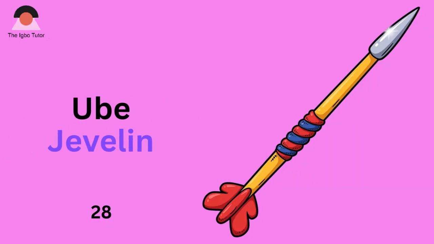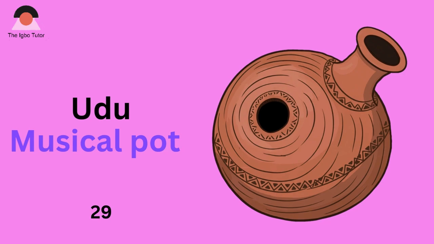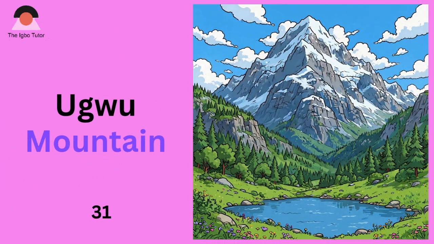Unere, banana. We go 28 is ube, javelin. This is not ube, this is ube, javelin. Ube is pear. We move 29, udu, musical pot. This is the bar spot for Igbo culture, udu, musical pot for bards. 30, ududo, spider. Some will say udude.